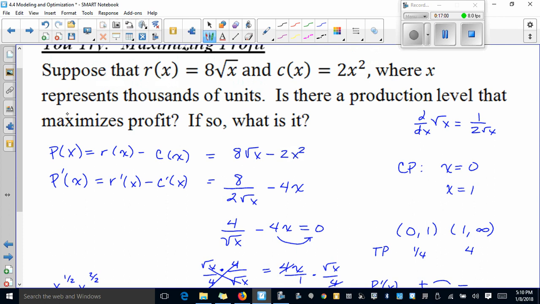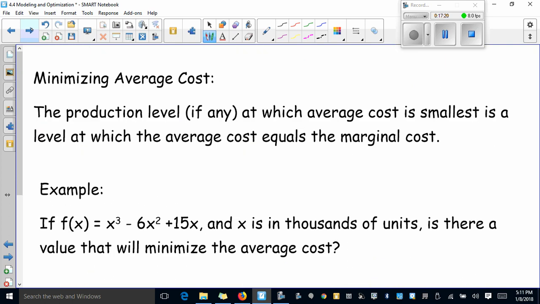Okay, so minimizing average costs. The production level, if any, at which average cost is smallest, is a level at which the average cost equals the marginal cost. Example, if f of x equals x cubed minus 6x squared plus 15x, and x is in thousands of units, is there a value that will minimize the average cost? Now we're trying to minimize the average cost. And they told you got to get the average cost to equal the marginal cost.